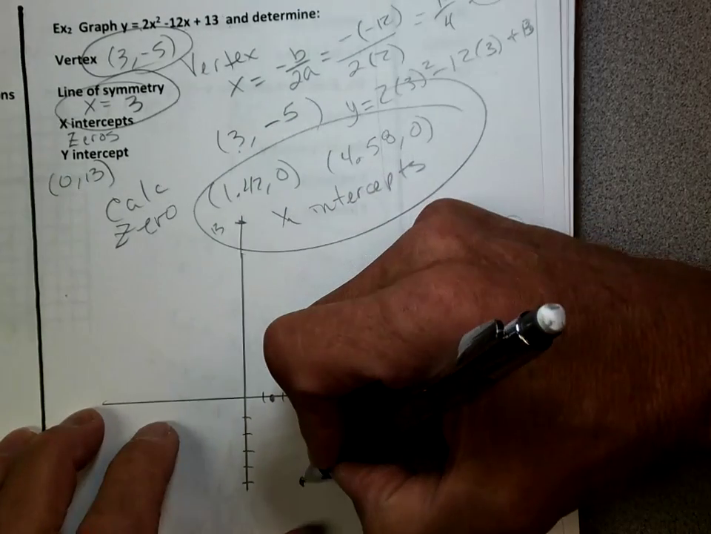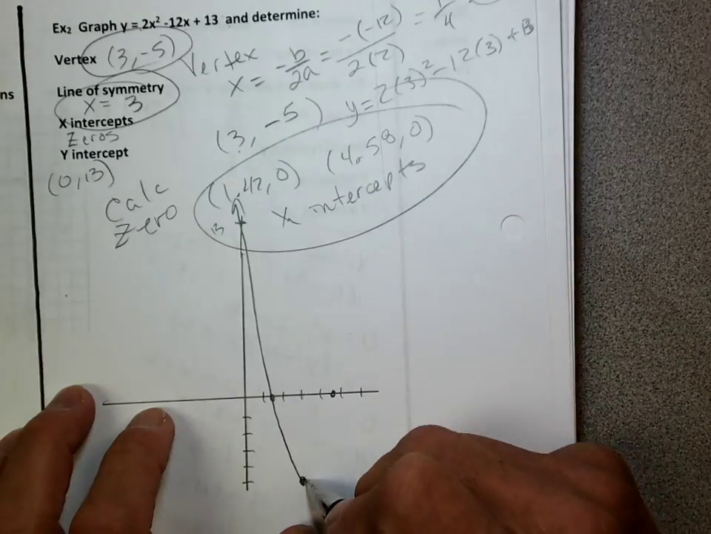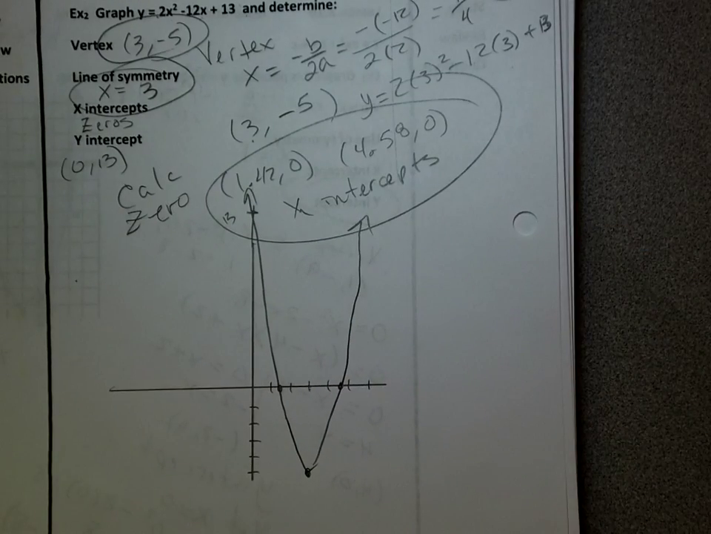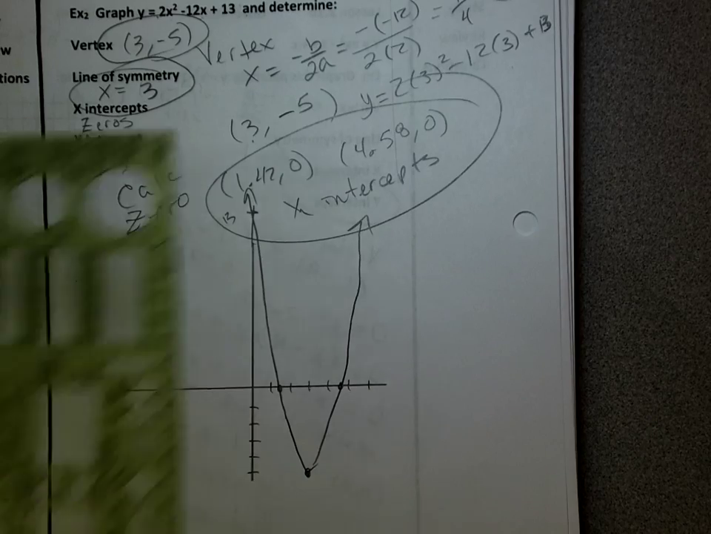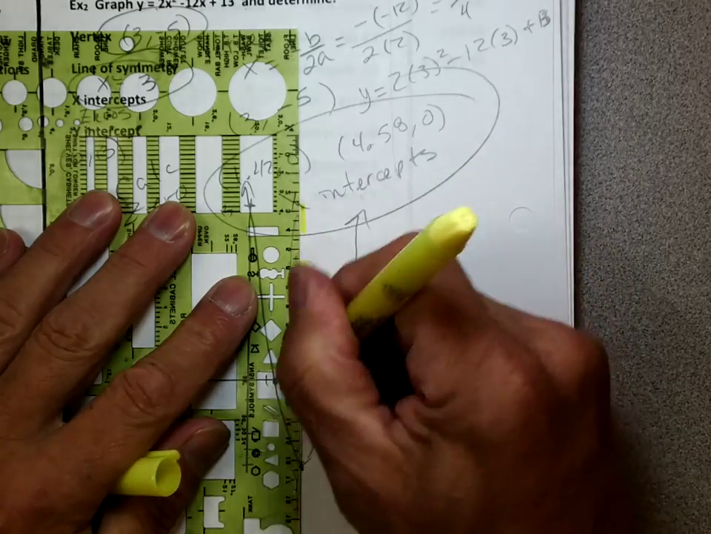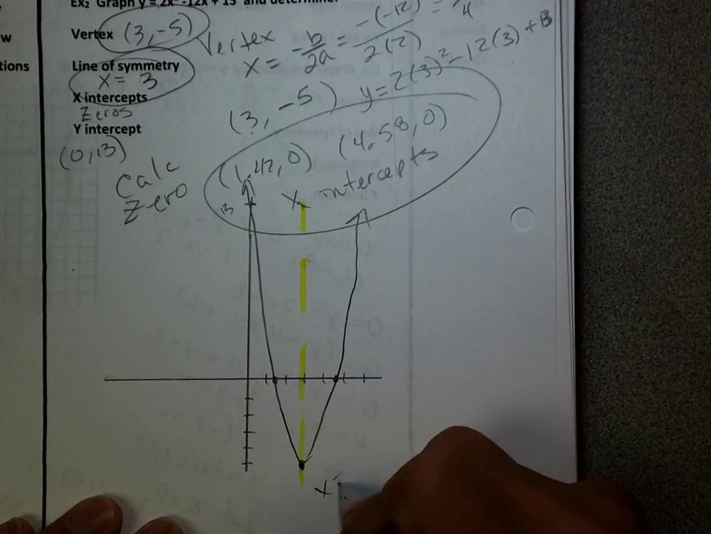And let's just draw it in. Not very good. I'm not an artist. The last thing I really do like to put in is my line of symmetry, which goes right smack down the middle of this thing like that. And that is my x equals 3.